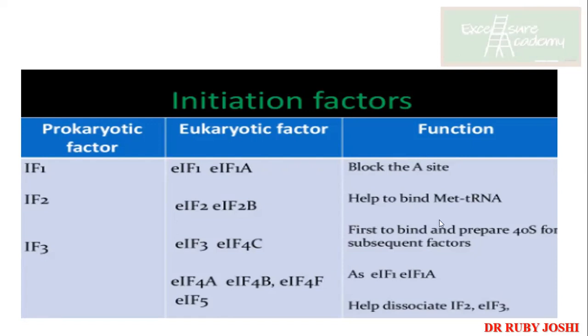Okay. So now initiation factors, IF1 है यहाँ पे, so you can see that is a small letter e for the eukaryote. Then again it is same IF1 and A is a which is blocking the A site. ठीक है? IF2 again over here. It is going to help in binding the methylated tRNA. Then IF3. So it is going to have all the subsequents over here are there. First to bind and prepare 40S for the subsequent factors. And in the case of here, it is going to help in the dissociation of these IF2 and the eIF3. So here the function is also given.